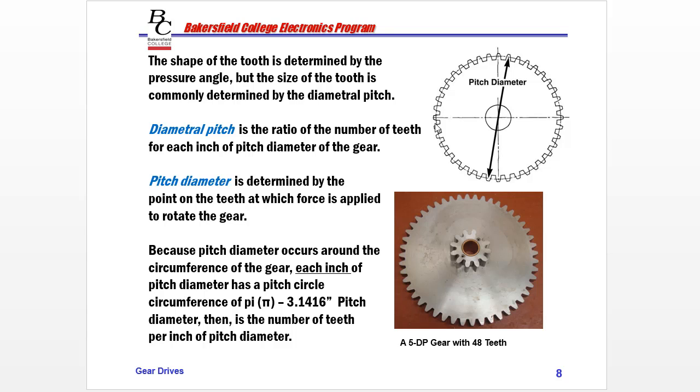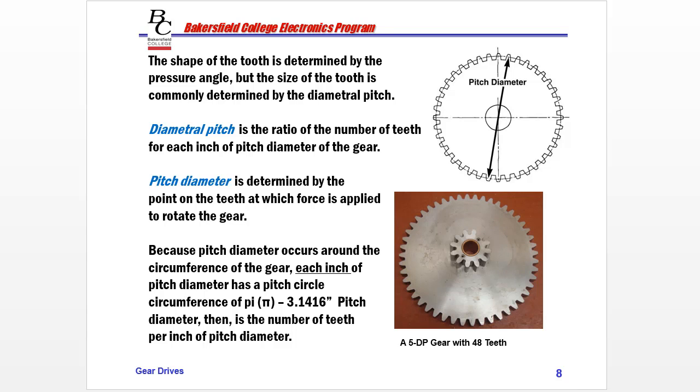We actually saw that force moving along the gear tooth in the involute profile graphic image. Because the pitch diameter occurs around the circumference, the constant is pi, or 3.14159. It defines it as 3.1416 down here, that's where we're rounding. Then it's the number of teeth per inch of pitch diameter. So this gear is actually a 5 diametral pitch with 48 teeth.